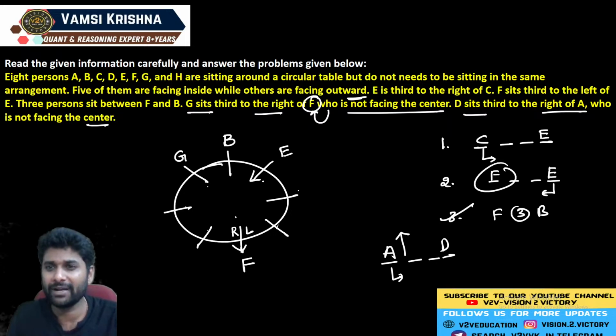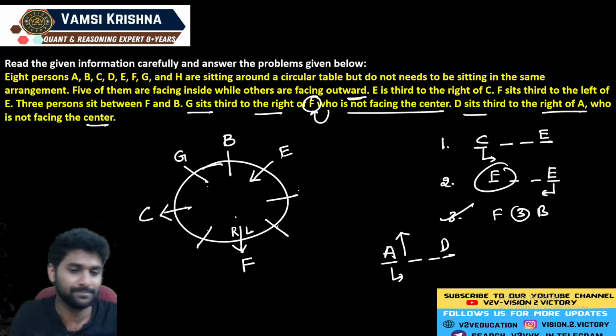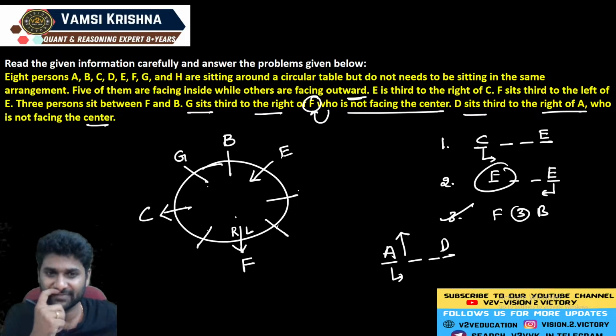Next one. According to E, you have to fix C. And there are two people between them. So definitely you have to place C here. We need E to be the right of C. Right of C means C is facing away from the center. Then only you will get E on the right side of C.